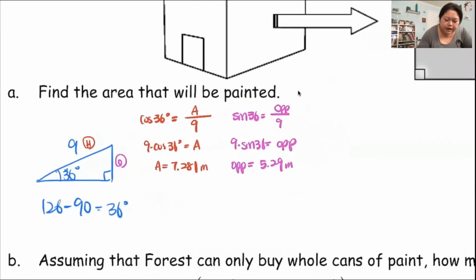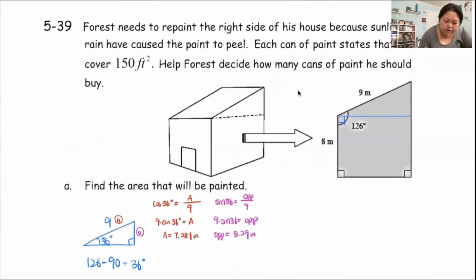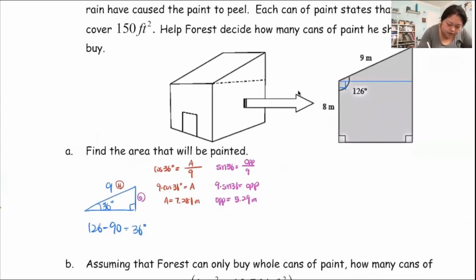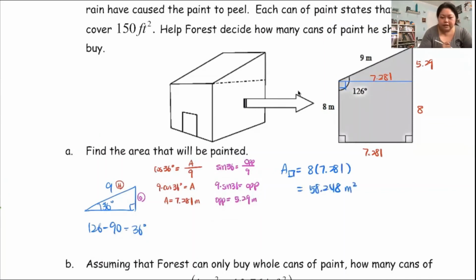All right. I think I have enough information here. Okay. So let's fill in what I know. I know this side is 7.281. I know this side is 5.29. This is still 8. This is 7.281. Okay, so now I can actually solve for this triangle here. Area of the rectangle is base times height, so 8 times 7.281. That gives me the area of 58.248 square meters for the rectangle.